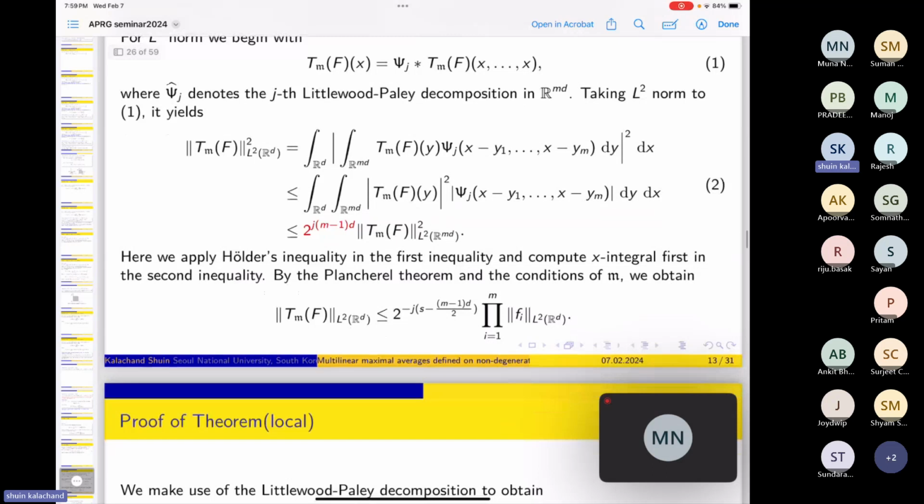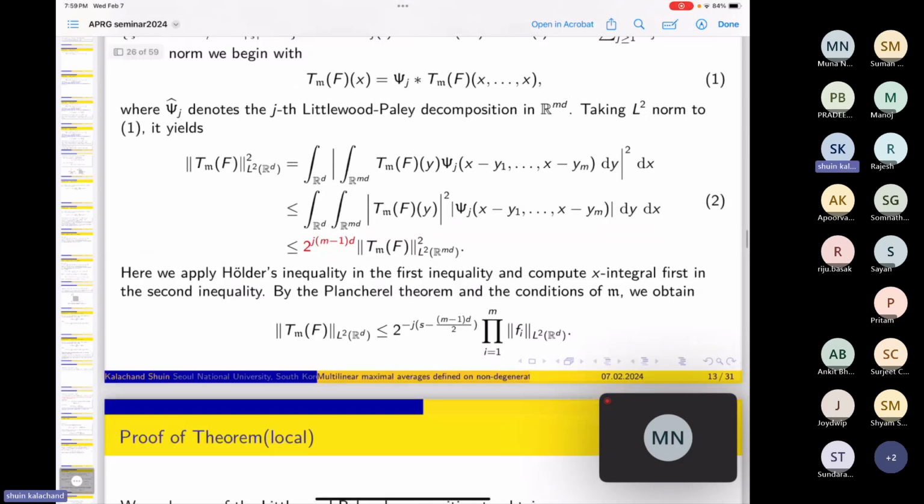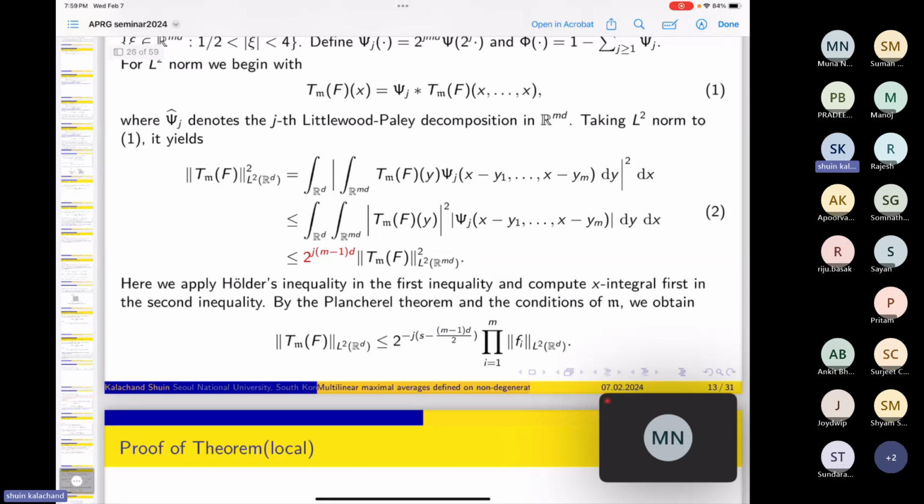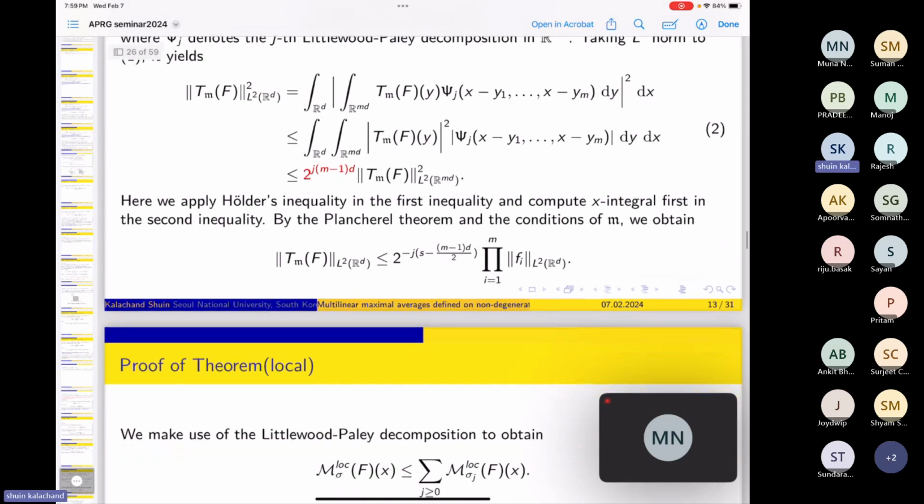Now we can apply the Plancherel theorem for T_M f. So we have assumed that the Fourier multiplier M has decay of order minus s, and the support of M is contained inside the annulus of radius 2 to the power j. Therefore, we have this estimate using the Plancherel theorem. So this is an L2 times L2 to L2 estimate for T_M f.